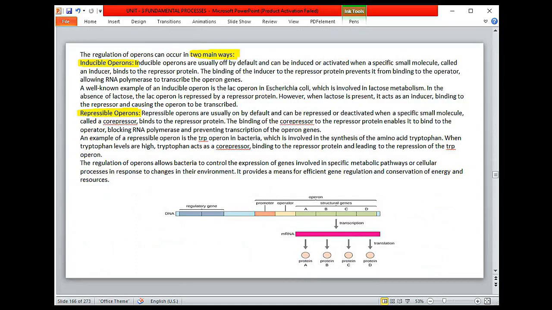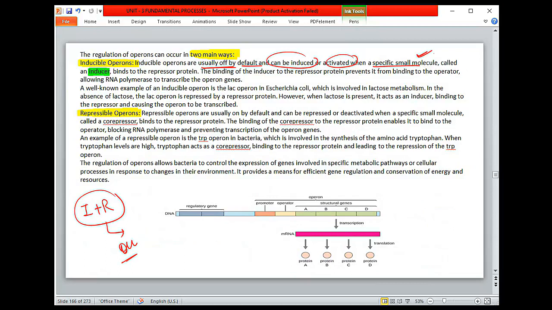That means in the normal, day-to-day scenario, they are usually off, they are in the off condition by default, and they can be induced or activated by a specific small molecule which is given the name of an inducer, right? This inducer will be binding to the repressor protein. Okay, when the inducer and the repressor join with each other, that means what? We are switching on the operon, right?